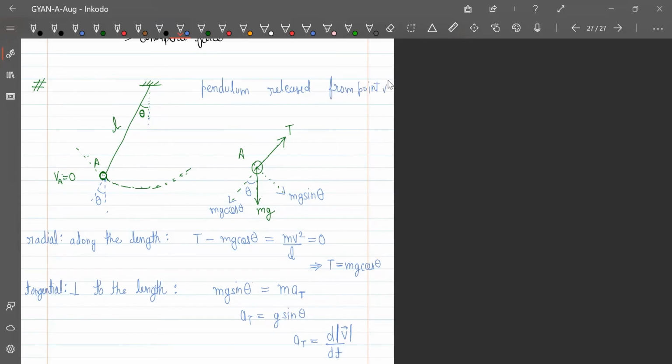Just point A से release किया. कोई speed नहीं है, इसलिए कोई भी centripetal force नहीं है. Because centripetal force depends on the speed. Okay. So tension is coming as mg cos theta अभी के लिए, और tangential acceleration है. So tangential acceleration थोड़ी देर बाद speed को बढ़ा देगी. थोड़ी देर बाद speed बढ़ जाएगा.